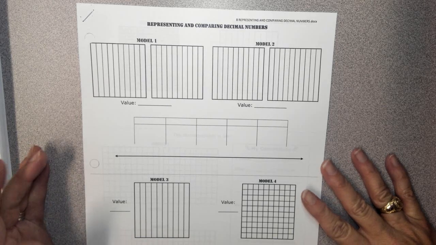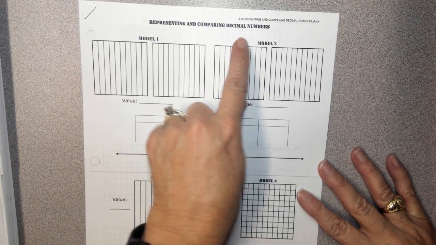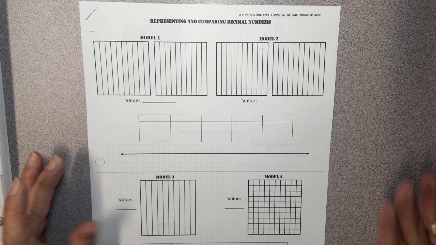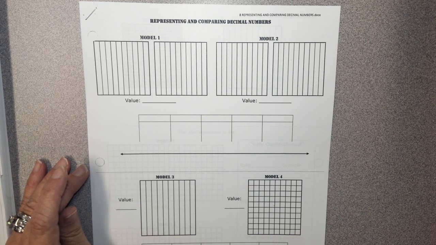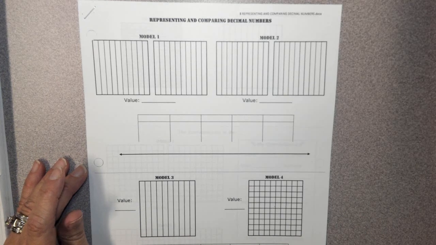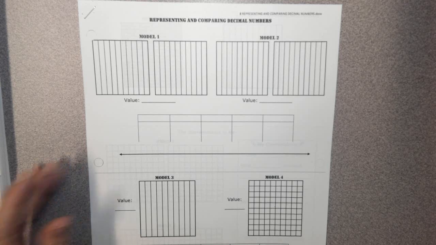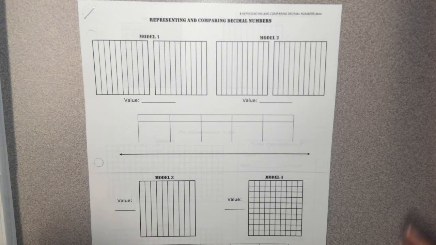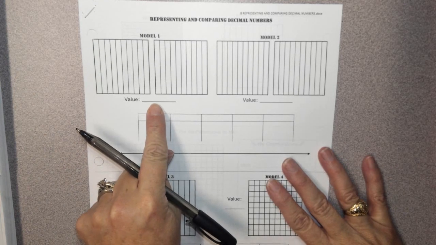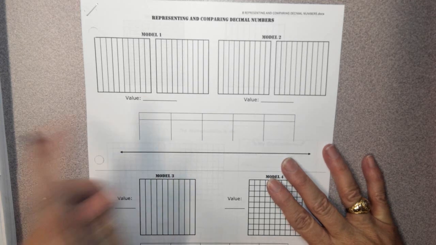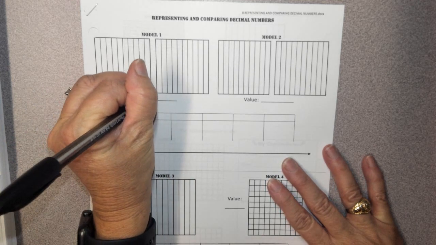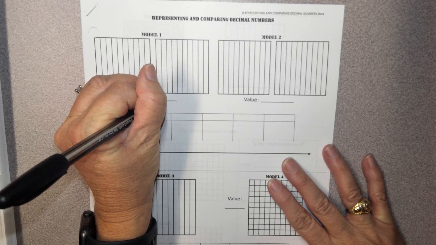Today we're going to begin talking about representing and comparing decimal values. So you should have this paper in front of you. Join with me in writing the two values that we're going to be comparing first. Right here in this value box, we're going to go ahead and write 1 3/10.